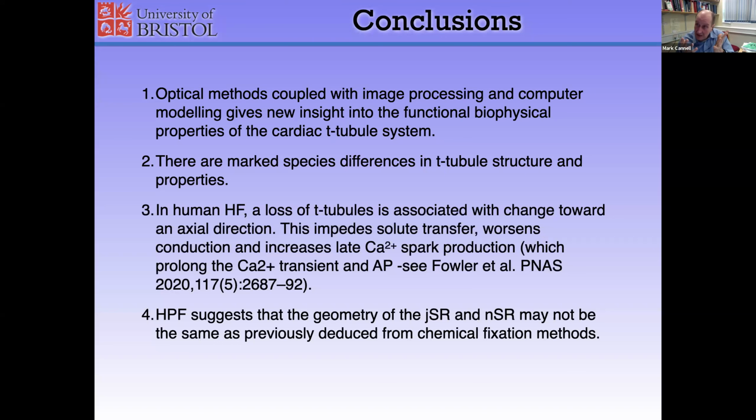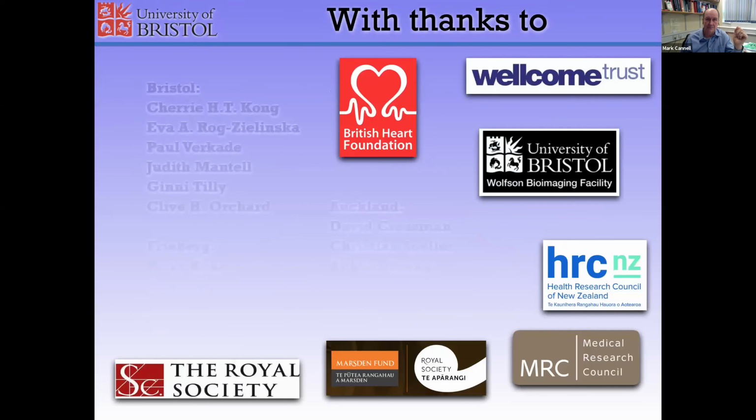And finally, the high pressure freezing method that we've applied for the first time to cardiac muscle suggests that the junctional SR and the network SR are not quite as we thought they were. And we obviously clearly need to do more work to make sense of this.